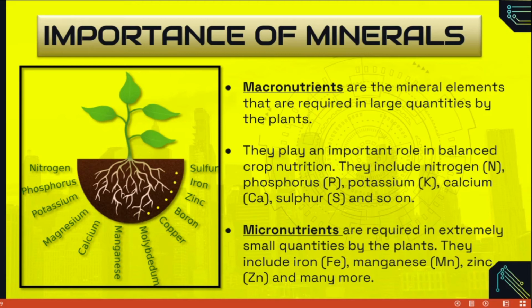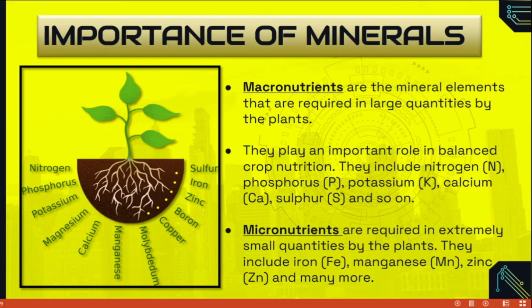Macronutrient, what is macronutrient? These are all the mineral elements that are required in large quantity by the plants, okay. Something like nitrogen, phosphorus, potassium, calcium, sulfur, etc. Macronutrients are nothing but what plants need in large amounts, okay, right. Then what are micronutrients? Plants need a very small amount of these elements, okay. It's iron, manganese, zinc, boron, copper, etc, okay, right.